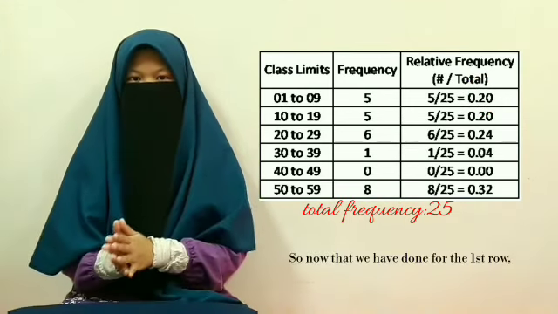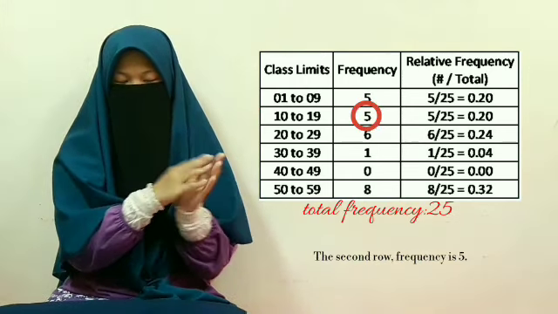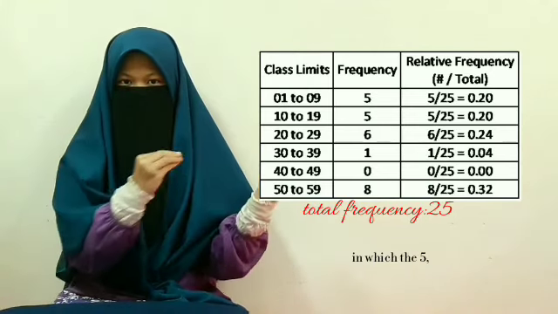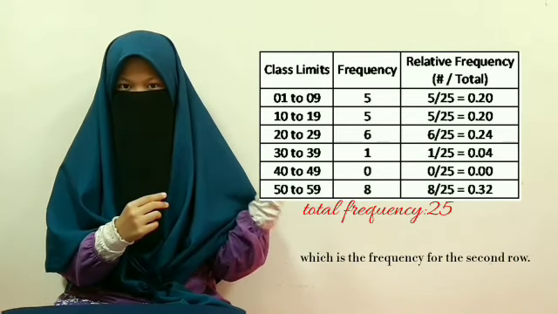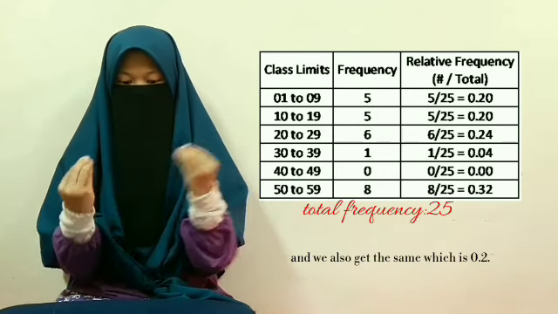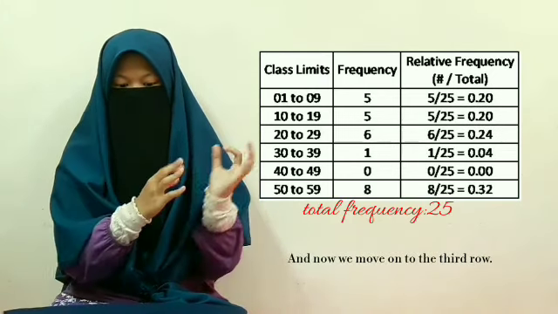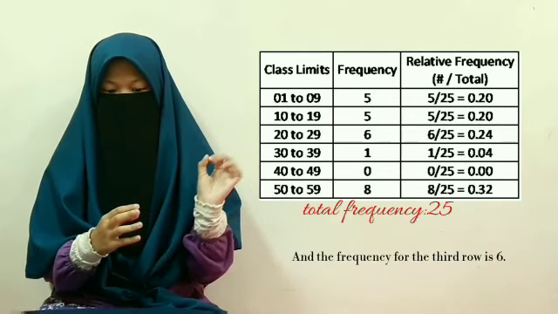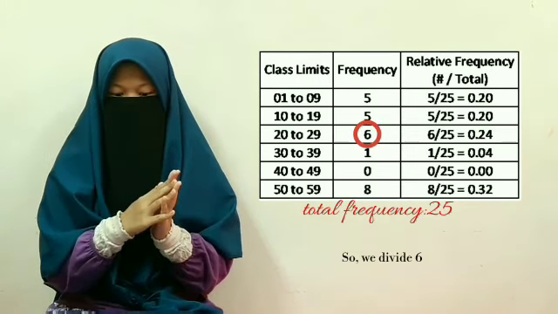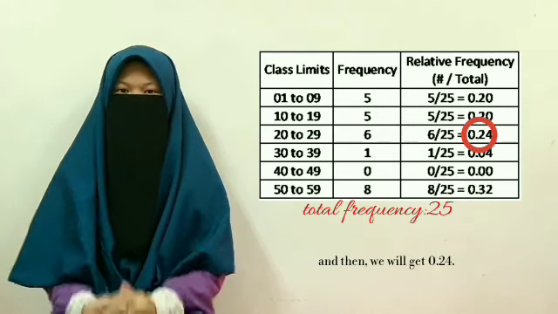Now that we have done the first row, we will move on to the second row. The second row frequency is 5. So we do the same as the first row: the 5, which is the frequency for the second row, we divide by 25, which is the total of the frequency, and we also get 0.2. And now we move on to the third row, and the frequency for the third row is 6. So we divide 6 by the total number of frequency, which is 25, and then we will get 0.24.